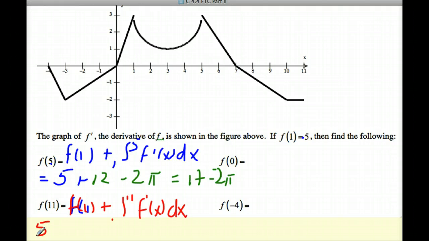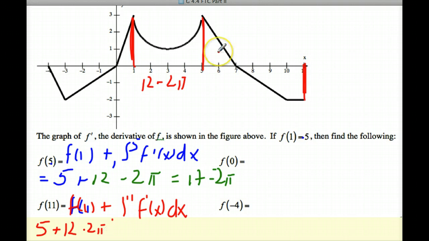and we need to go from 1 all the way to 11. So we've actually found this area right here, and earlier we said that was 12 minus 2 pi. And so if we continue that, I'm going to add 12 minus 2 pi here. Now I take the area of this, which is 1/2. My base is 2 and my height is 3. So that gives us 3. So plus 3.